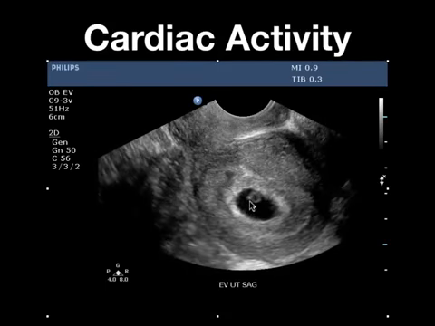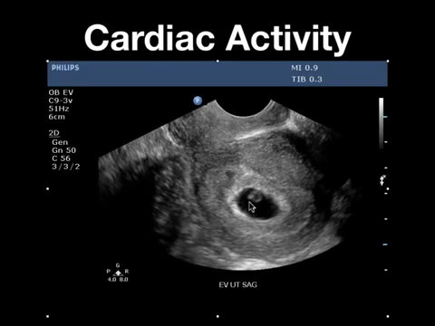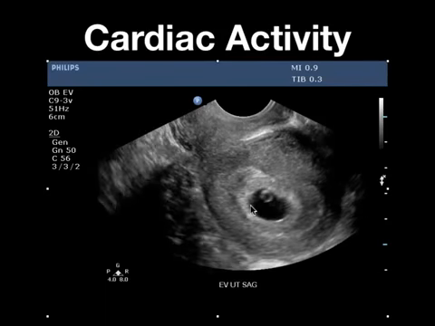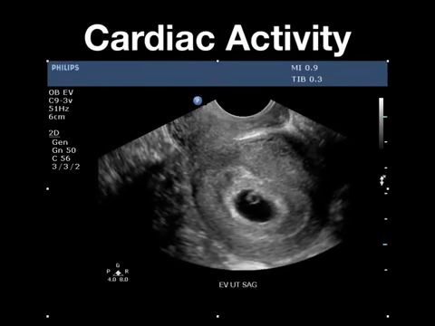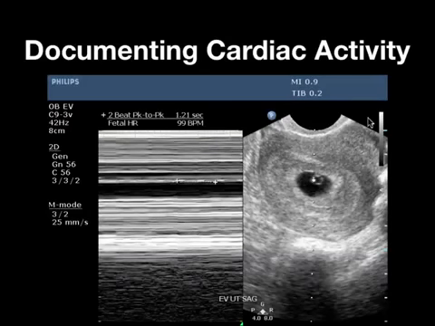But here, take a look at this closely. You can see the flicker here in this very, very tiny 2.3 millimeter embryo. To document cardiac activity on a static image, you're going to use M mode. Here we've got a split screen image. This is the two-dimensional image, and this is the M mode image here.